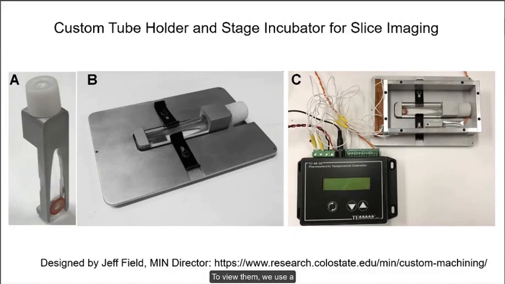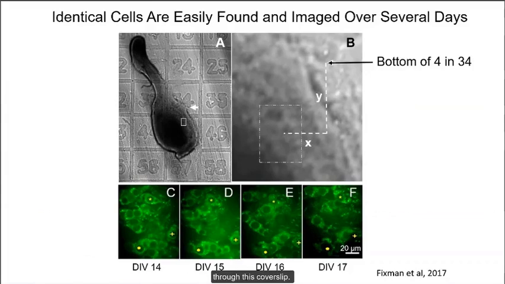To view them, we use a microscope stage modification that Jeff told you about as one of his projects. He built us this tube holder for holding these tubes flat so that we can observe the slice through this cover slip. And we have looked at these on photo etch cover slips.